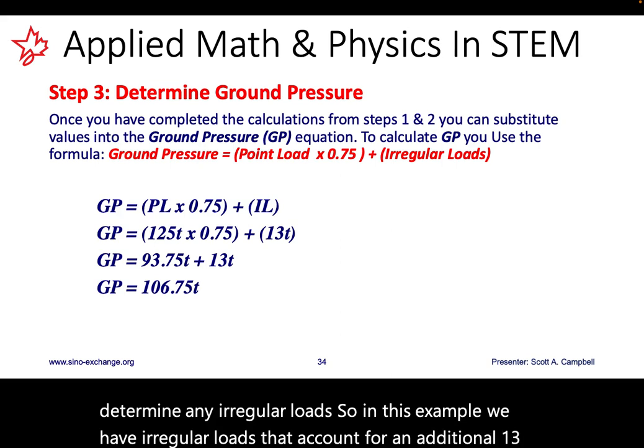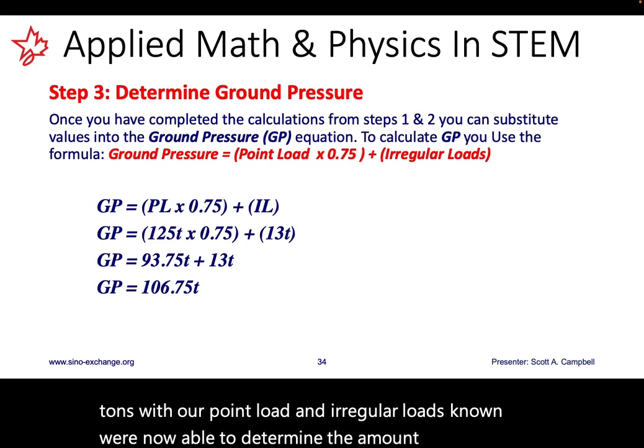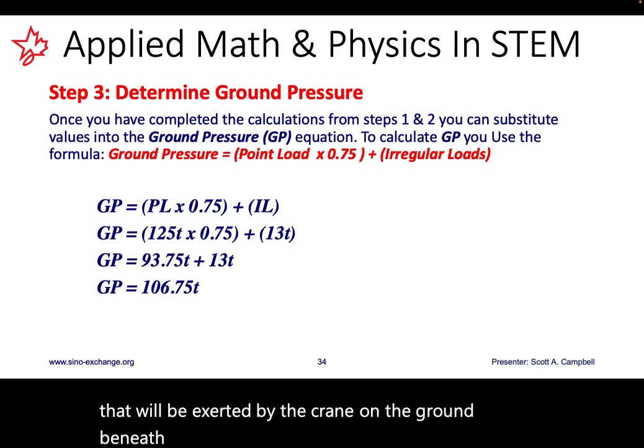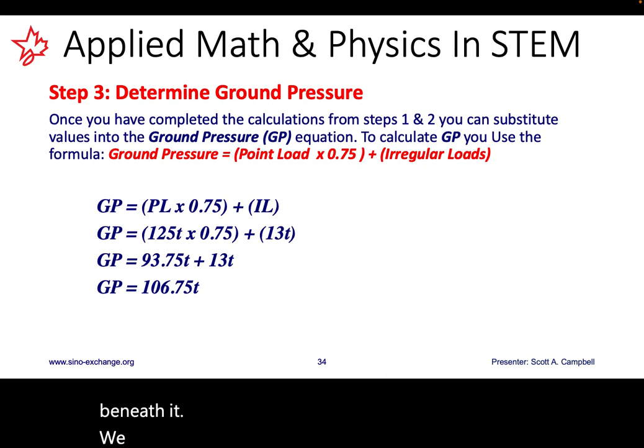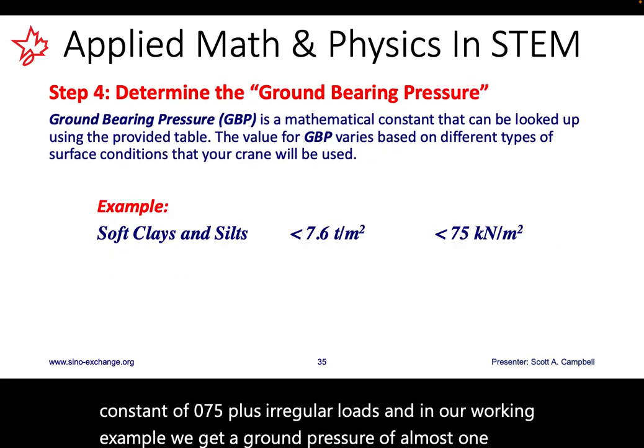With our point load and irregular loads known, we're now able to determine the amount of pressure that will be exerted by the crane on the ground beneath it. We use the equation point load multiplied by a constant of 0.75 plus irregular loads, and in our working example, we get a ground pressure of almost 107 tons.